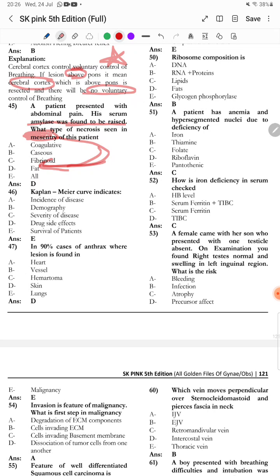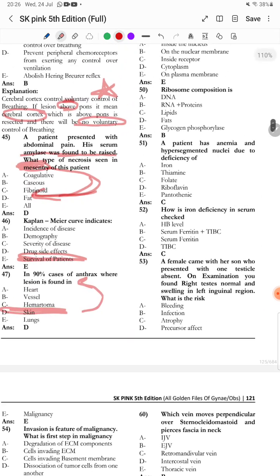Kaplan-Meier curves indicate survival of patients. In 90% of the cases of anthrax, which lesion is found? In anthrax, skin lesions are found.